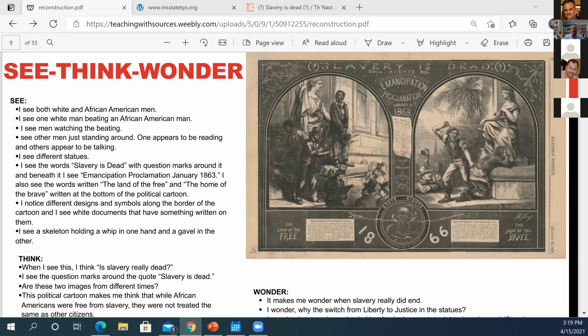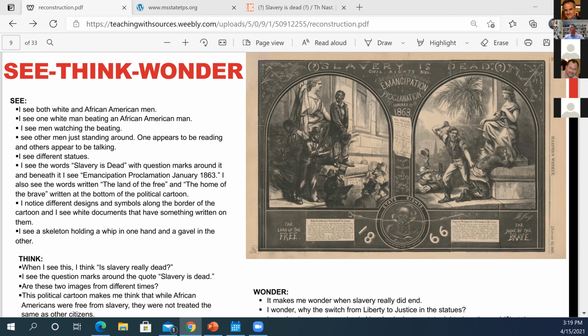The first wonder question is interesting. It makes me wonder when slavery really did end. Great, Stephen. It definitely is a big question. And when we contextualize this, we'll see that Thomas Nast is asking the right question. And I see the words "slavery is dead," and they talk about the question mark. They see Emancipation Proclamation. They see 1863. They see land of the free, home of the brave.